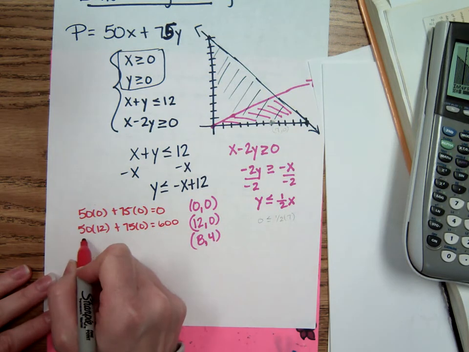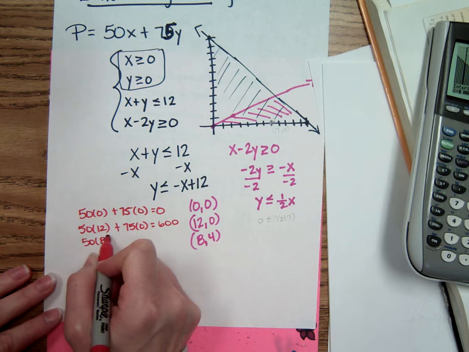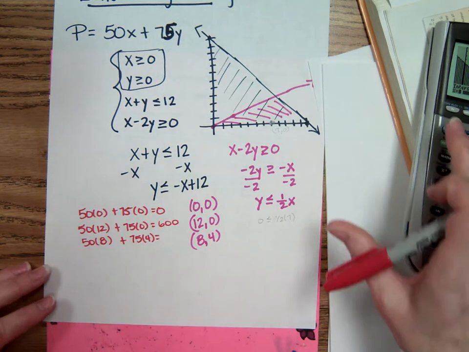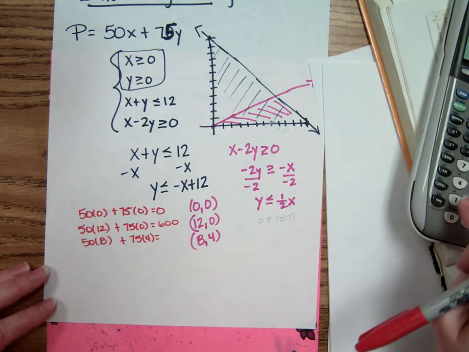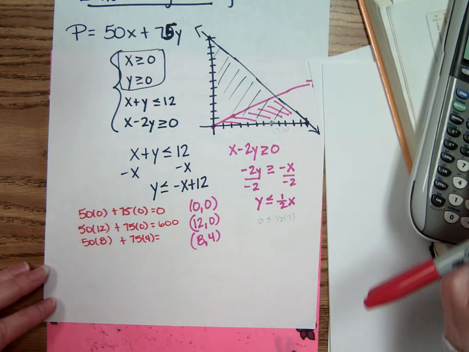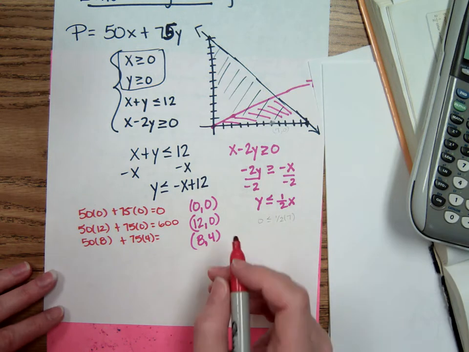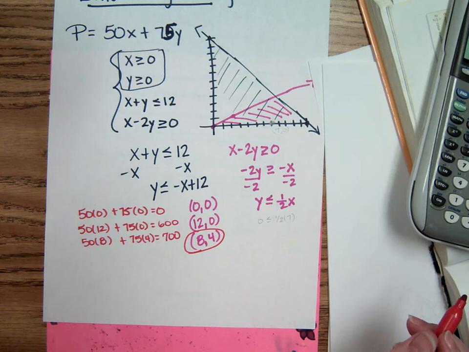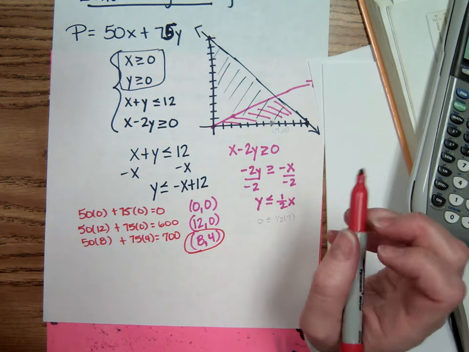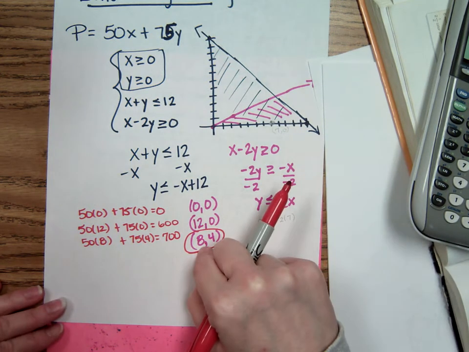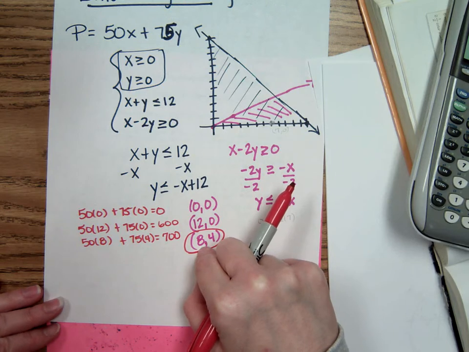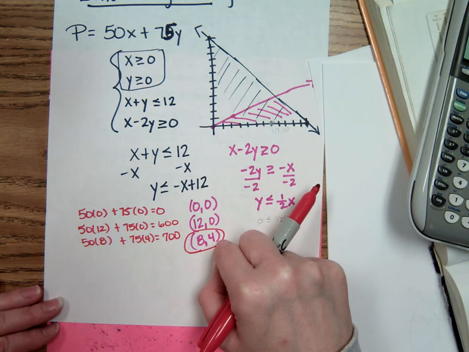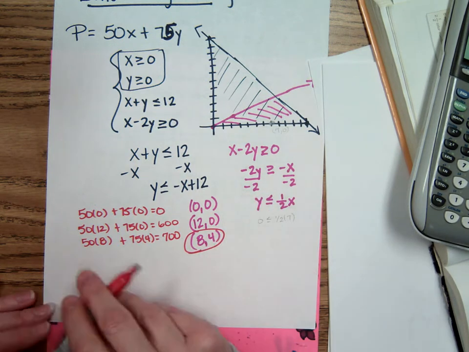How about 50 times 8 plus 75 times 4? I'm not even going to try. 700. If I want maximum profits, I'm going to make 8 X's and 4 Y's. That would maximize my profit. 8 X's and 4 Y's.